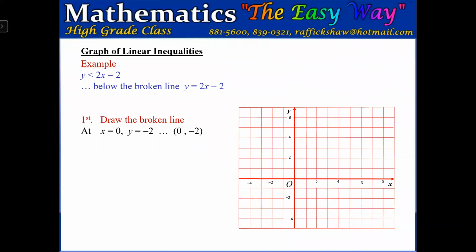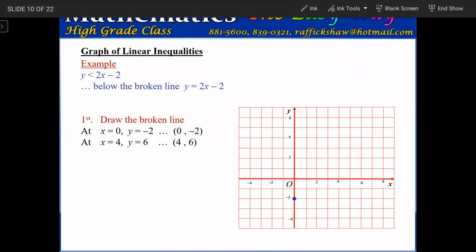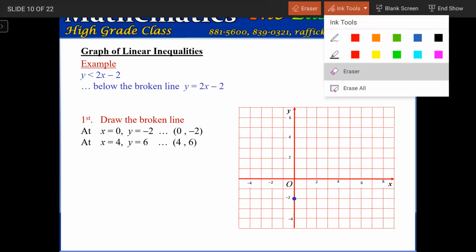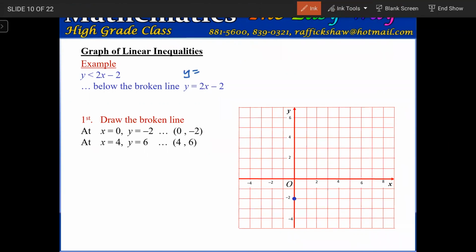So another way to do it, as I said, is to plot another point. We'll get another point. I put 4 for the x value right here. So I get y equals 2 times 4 minus 2. 2 times 4 is 8. 8 minus 2 is 6. So we get the 6 here. So it means that our point is 4, 6.